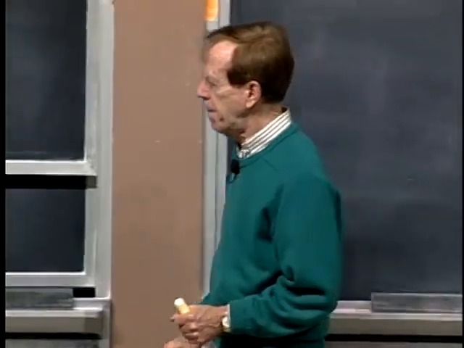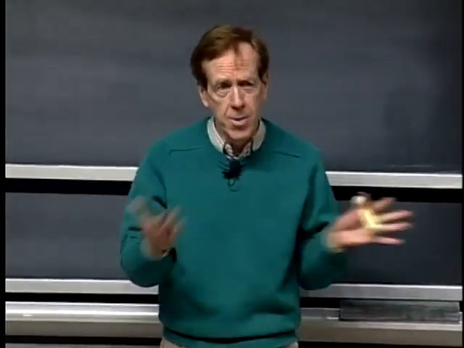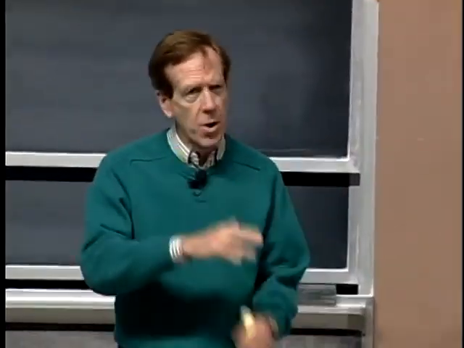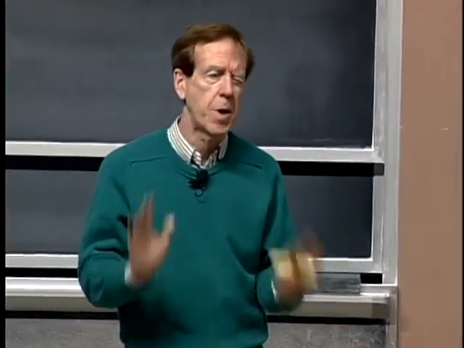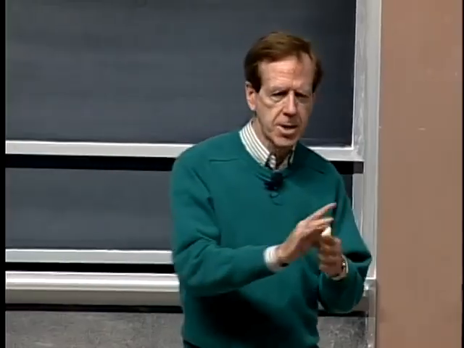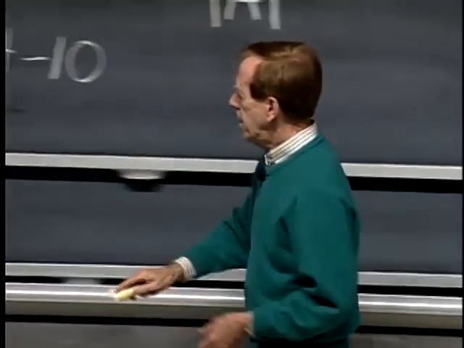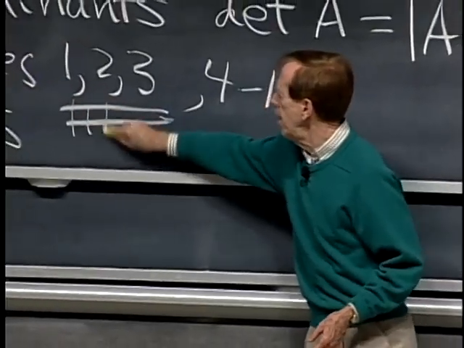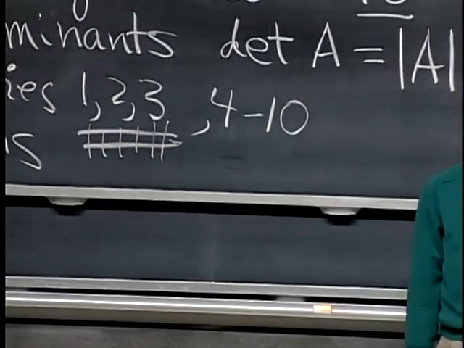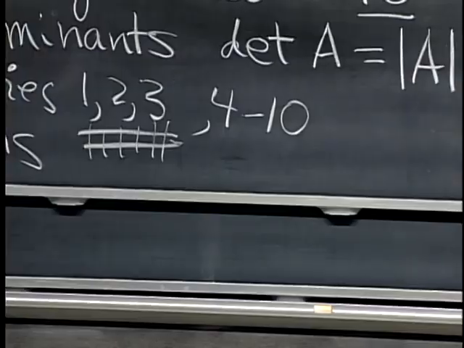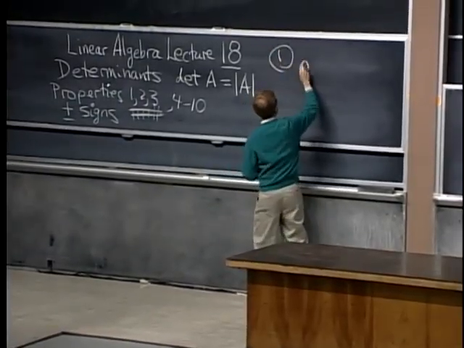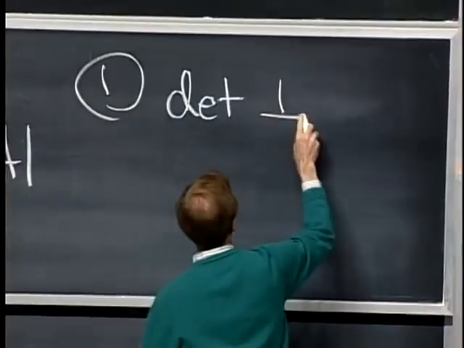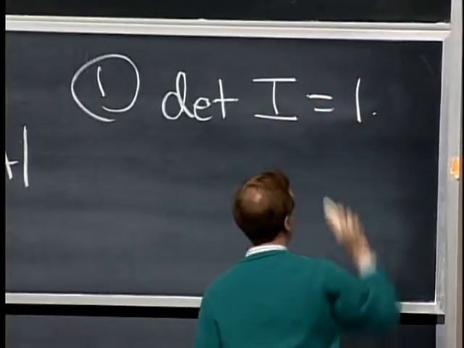So let me start. Okay, now the question is how to start. Do I give you a big formula for the determinant all in one gulp? I don't think so. That big formula has got too much packed in it. I would rather start with 3 properties of the determinant. Three properties that it has. And let me tell you property 1. The determinant of the identity is 1.